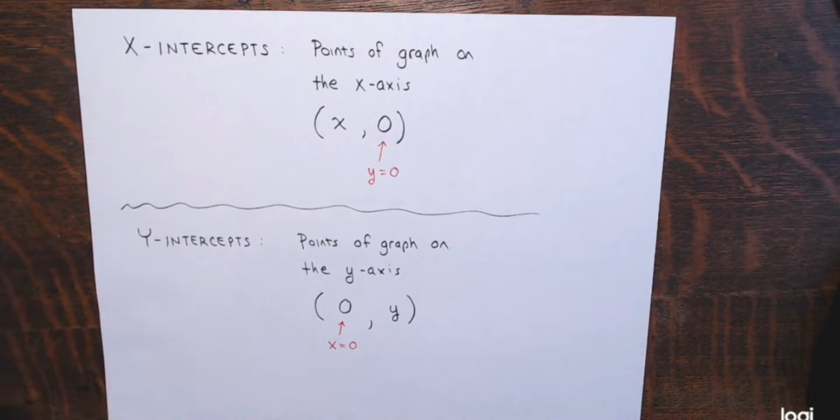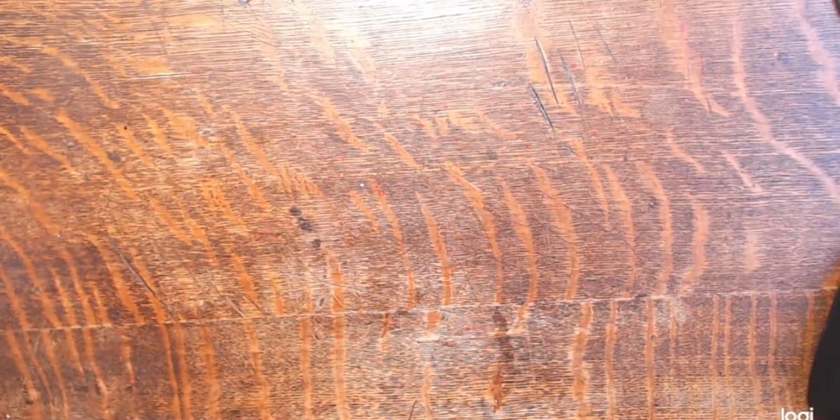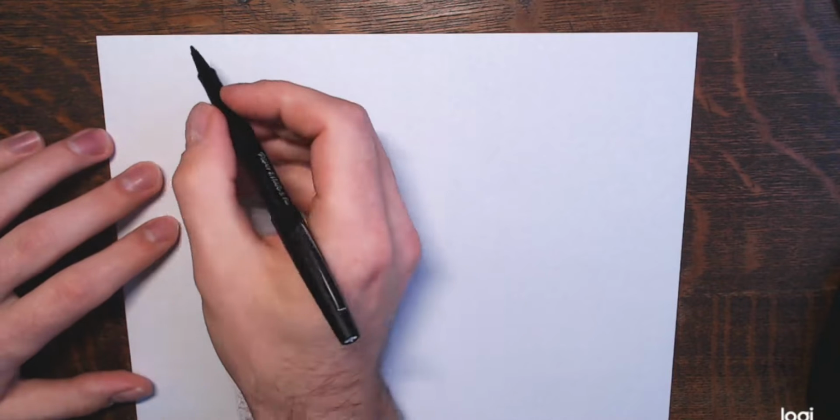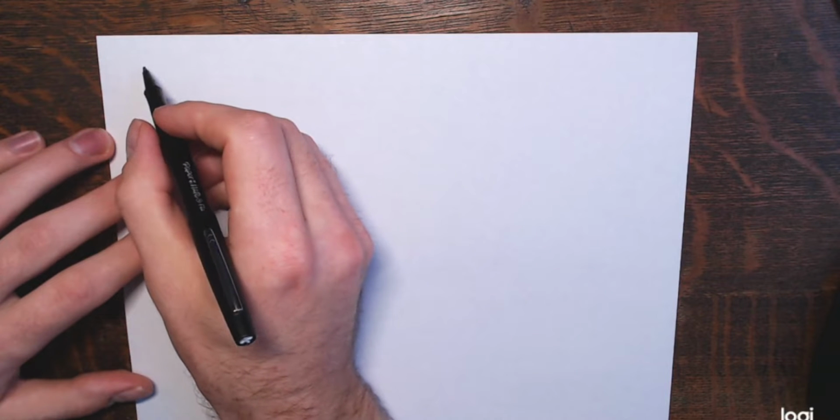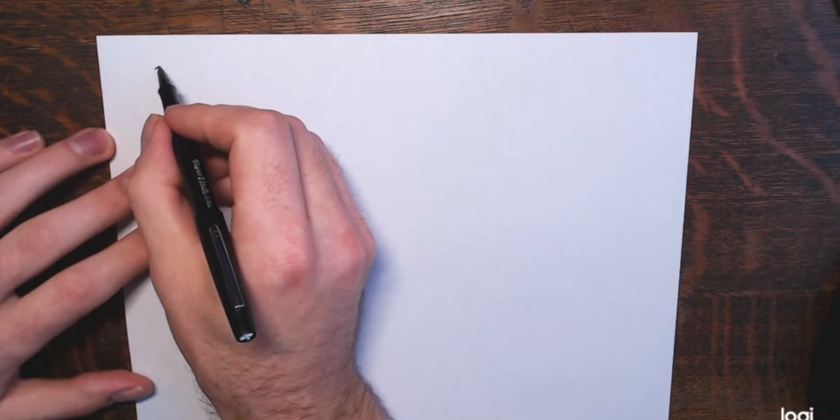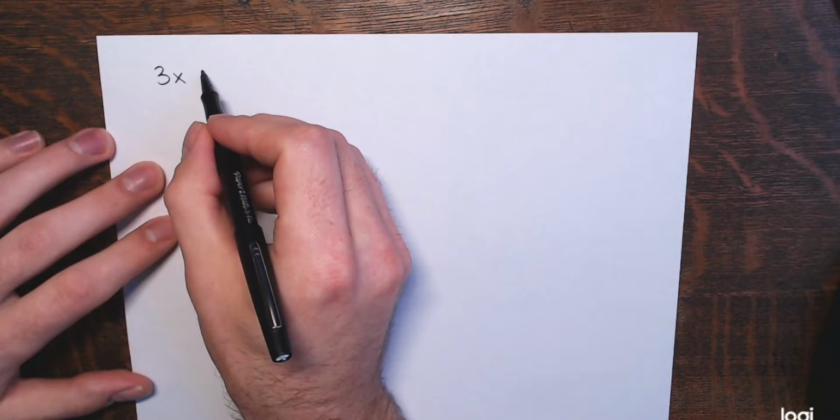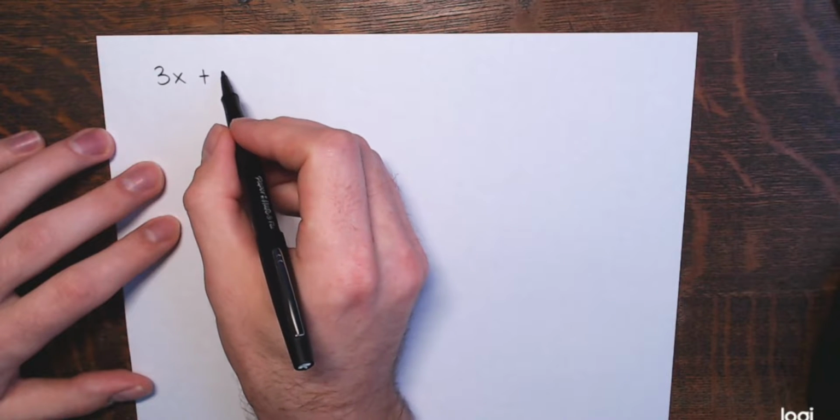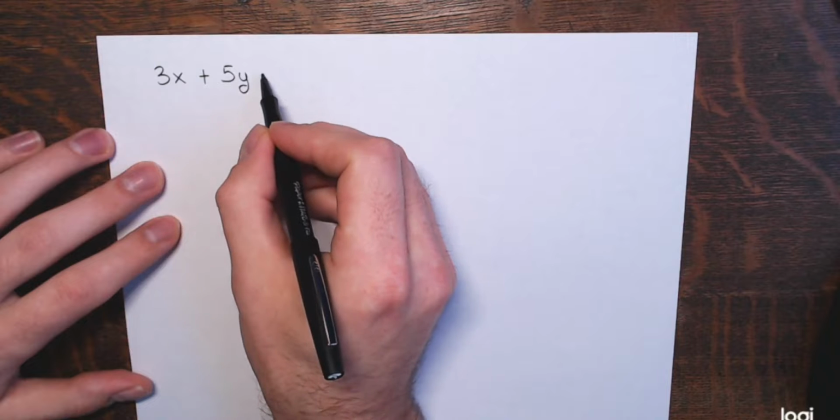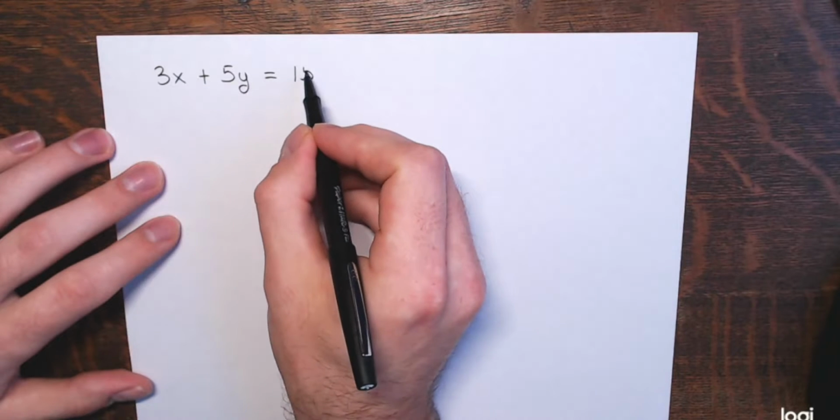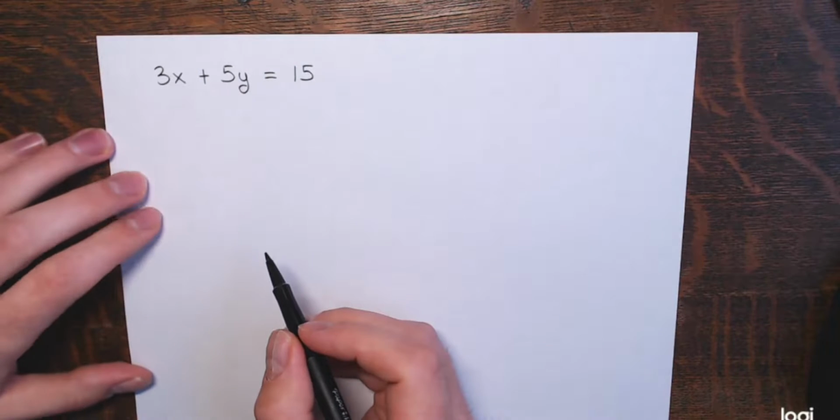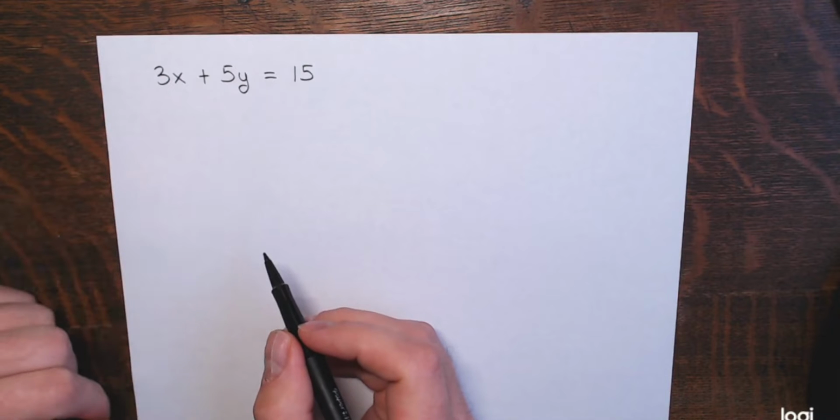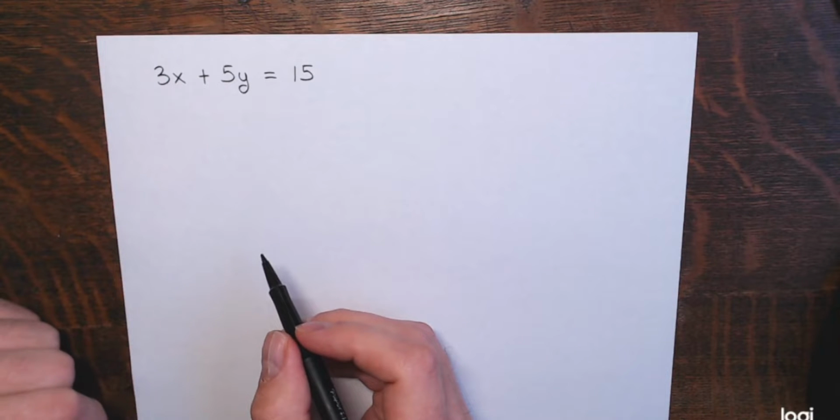So for this first equation I'm given here, and these should all be linear equations, I believe. The graphs will be straight lines on the xy coordinate plane, the rectangular coordinate plane. The first equation I'm given here is 3x plus 5y equals 15. And I'm asked to find the x-intercept and the y-intercept for the graph of this line.